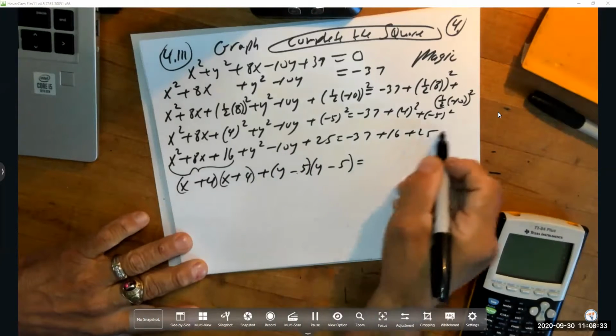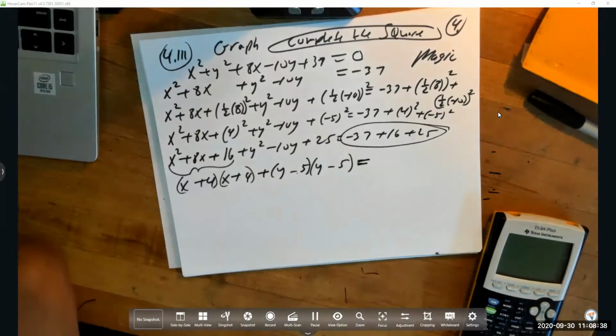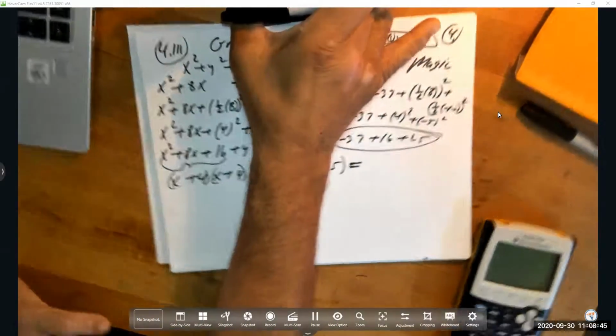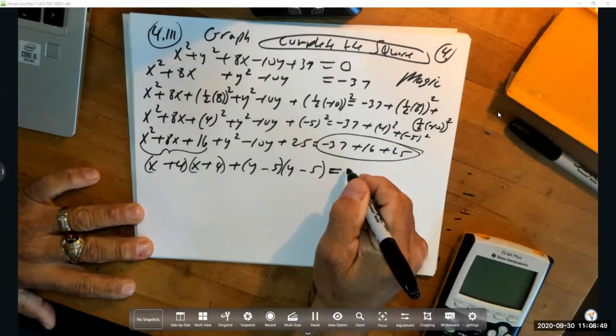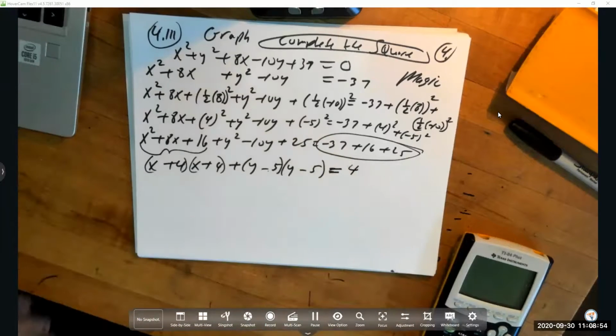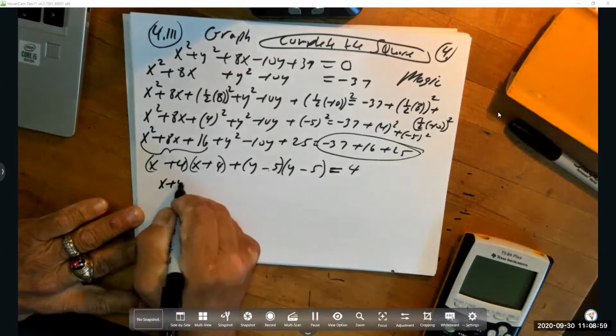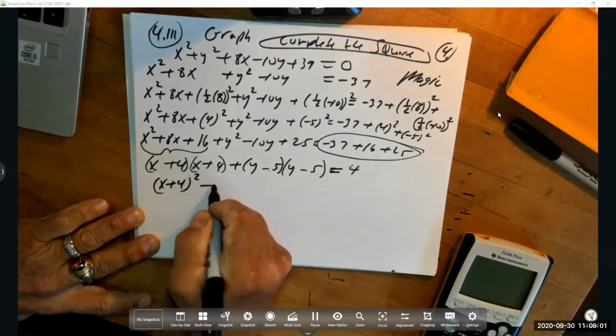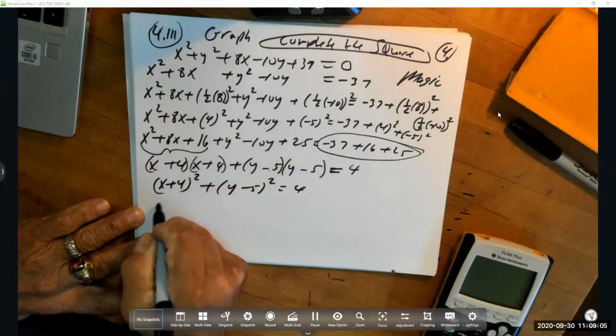All right, now the other one. See all these numbers in the circles over here? Add them up in your calculator. What is -37 plus 16 plus 25? All in the calculator. Tell me what you get. I'm waiting. 4. All right, so now this is x plus 4 squared, and this is y minus 5 squared equals 4.